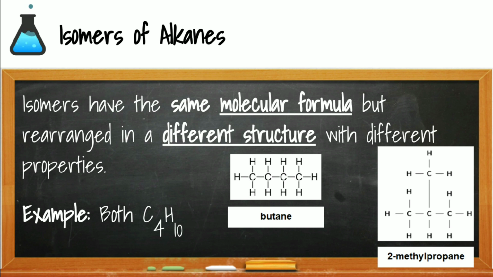Here in this example, you can see we have the straight chain hydrocarbon butane. Its formula is C4H10. We have its isomer, methylpropane. So methylpropane has a different name and a different structure, but both of these have the same formula, C4H10.